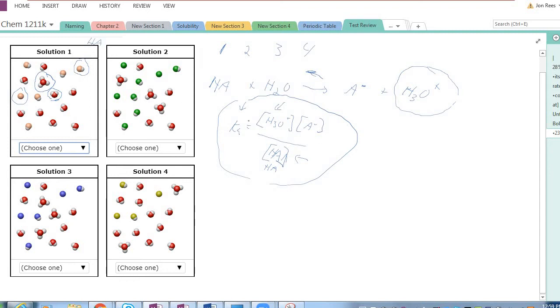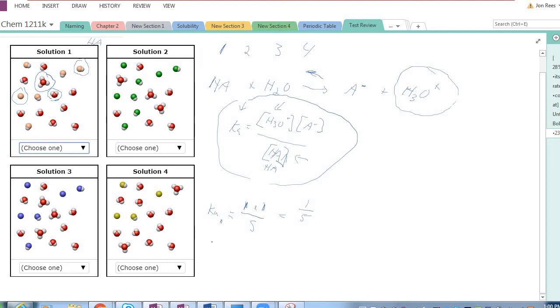For solution 1, I'm going to calculate the Ka. Let me count up the number of H3O pluses. I have exactly 1, which means I have exactly 1 A minus. So 1 times 1 divided by the number of HAs. I have 1, 2, 3, 4, 5. So I have 5 there, and that's going to equal 1/5. So I have a Ka for solution number 1.